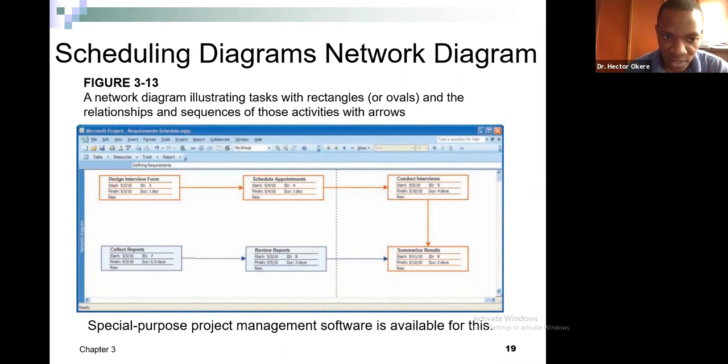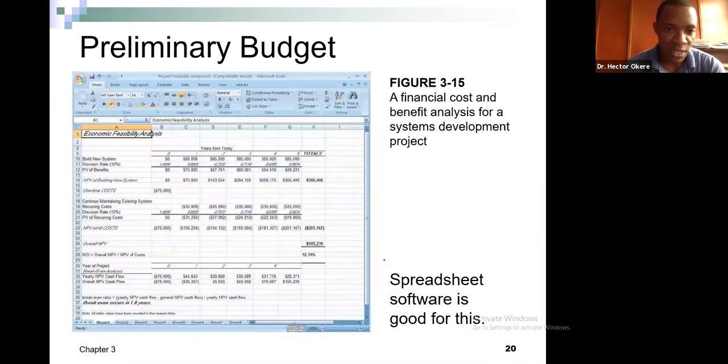You can see from activity ID number 3, you go to the next schedule. ID number 4, you go to the next schedule. These two activities, they don't relate to each other. It is these two only that relate. So when you finish this activity, you must do this activity. This is what a network diagram is all about. You can also use a Gantt chart for that.